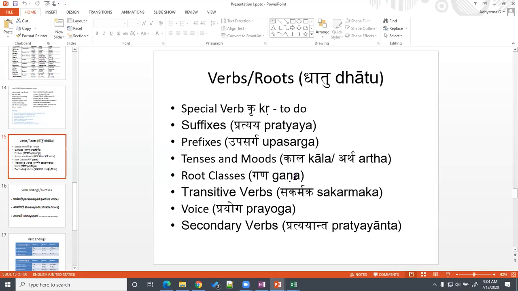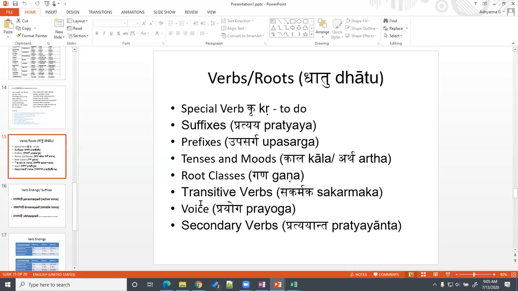We have root classes called gana. We have transitive and intransitive verbs, sakarmaka and akarmaka. We have voice, active voice, passive voice. In Sanskrit, there are 3. They are called prayoga, and secondary verbs. So we'll see some of these aspects today.